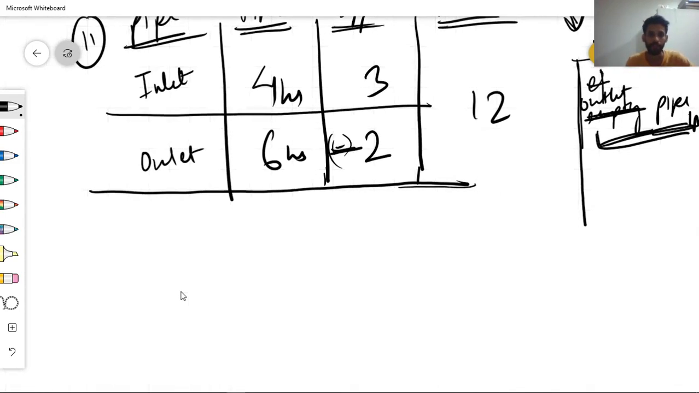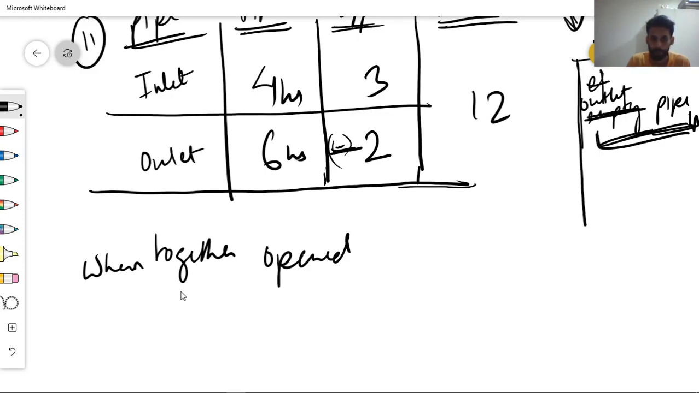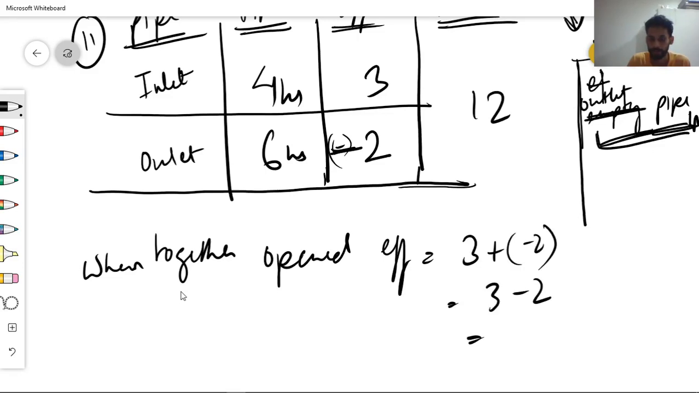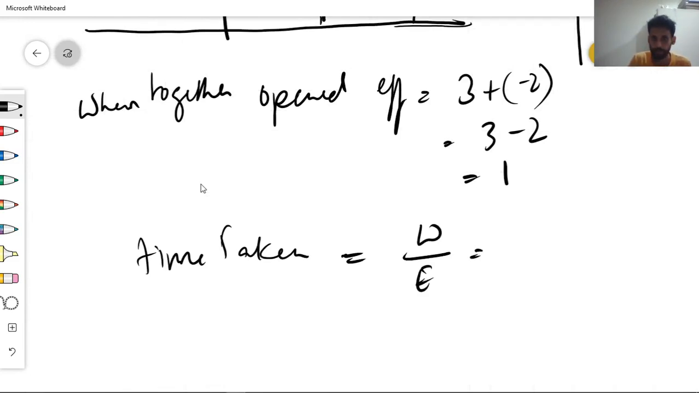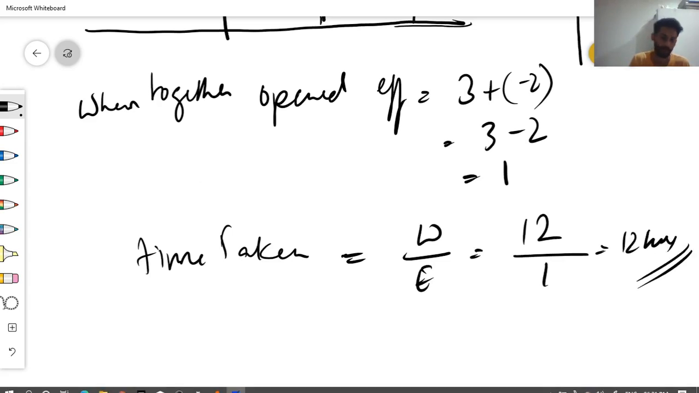So when opened together, the efficiency will be 3 plus minus 2, that is 3 minus 2, that is 1. So time taken will be work by efficiency, work is 12 by 1, 12 hours. Okay.